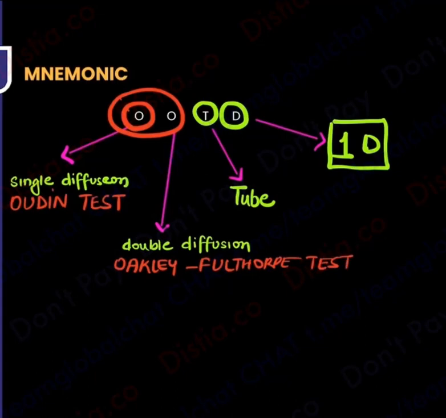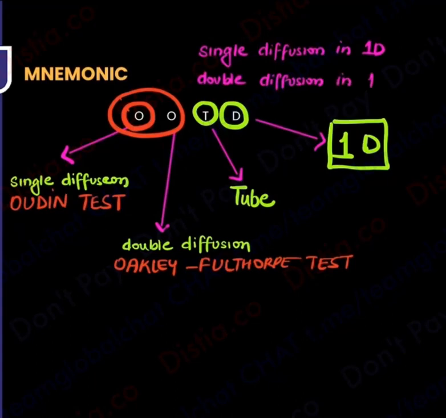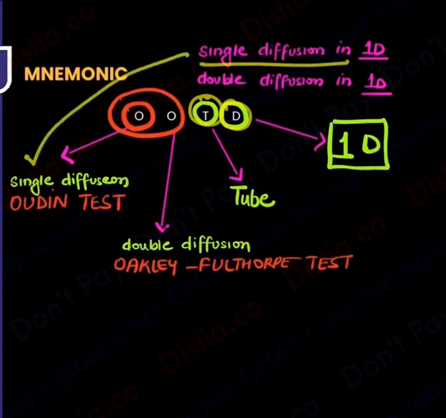Now if I write this in the form of a sentence, what they'll do in the exam is say, can you tell the meaning of what is single diffusion in one dimension and what is double diffusion in one dimension known as? And you'll be like, okay, hang on. As soon as I know that they're talking about one dimension, you'll say, one dimension means they're talking about the test tube. They've asked me about the OOTD mnemonic. So if they've asked me single diffusion in one dimension, I will mark Auden test. If they've said double diffusion in one dimension, I will mark Oakley-Fulthorpe test.